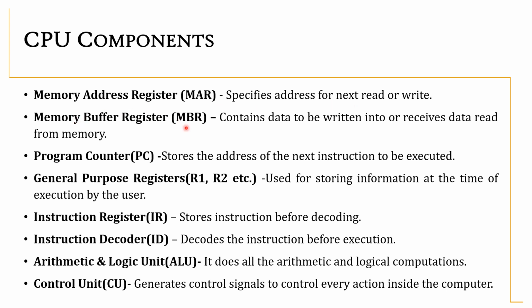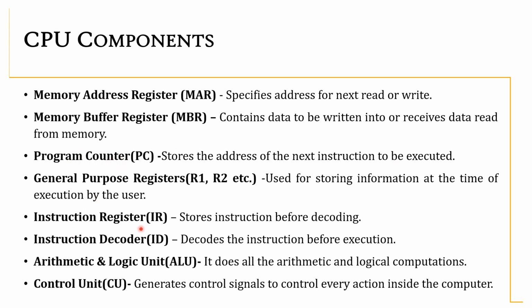Then MBR holds the data. Memory buffer register is a special purpose register which holds the data to be written into, or receives the data read from, the memory. Then program counter is another special purpose register which stores the address of the next instruction to be executed.